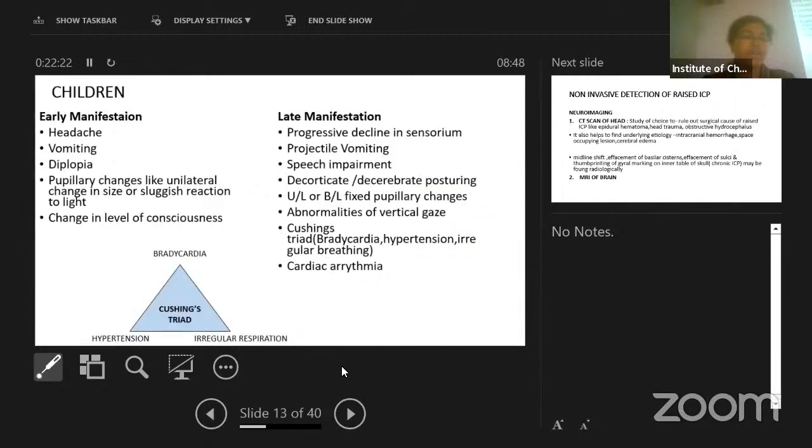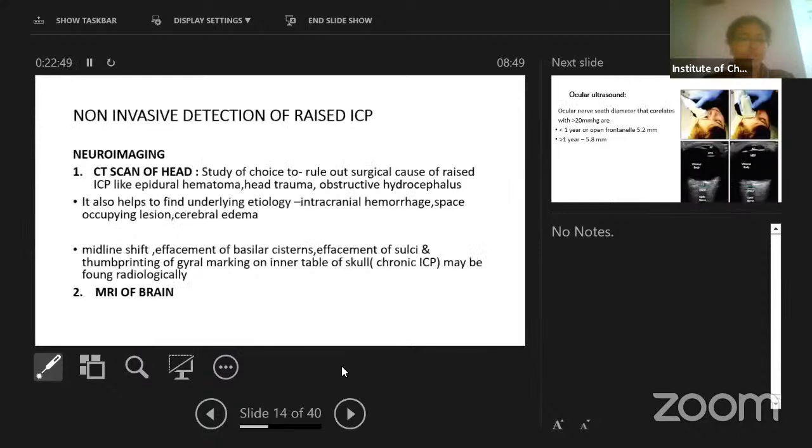In case of children, the early manifestations are headache, vomiting, diplopia, pupillary changes like unilateral change in size or sluggish reaction to light, and changes in the level of consciousness. The late manifestation is Cushing triad: bradycardia, hypertension, and irregular respiration. Maybe projectile vomiting, decerebrate or decorticate posturing, unilateral, bilateral, or fixed pupillary changes, and cardiac arrhythmia may also happen.